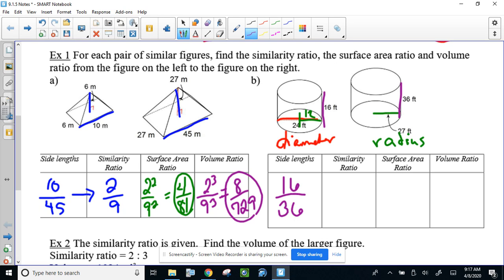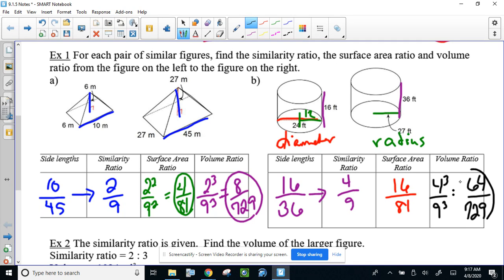And so then looking to reduce 16 and 36, they both have a 4, and so that would give us 4/9 for our ratio. And then for our surface area, we'll just square it. So this would be 16 over 81. And then for volume, we would take it and raise it to the third power. So 4 to the third power and 9 to the third power. So 4 to the third power would be 64, and 9 to the third power again would be 729.